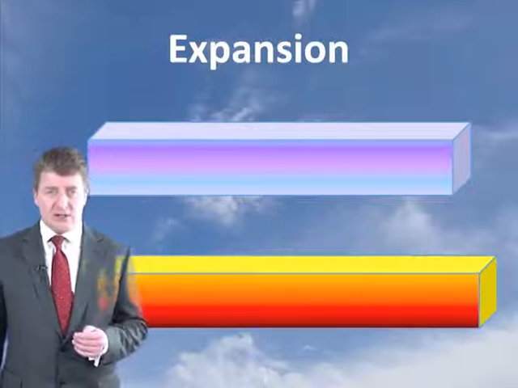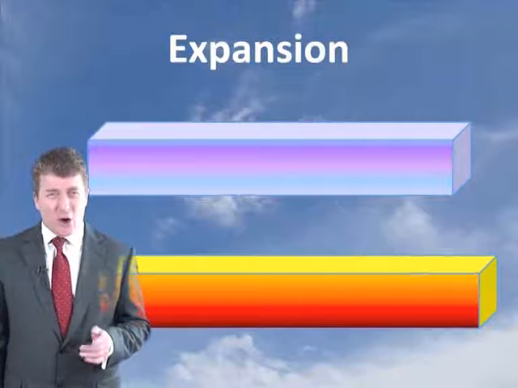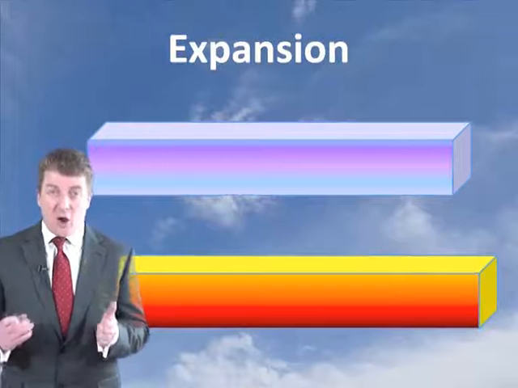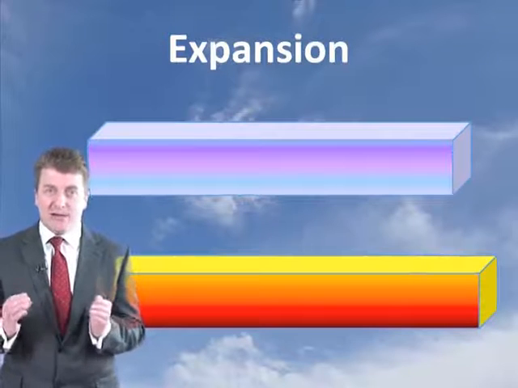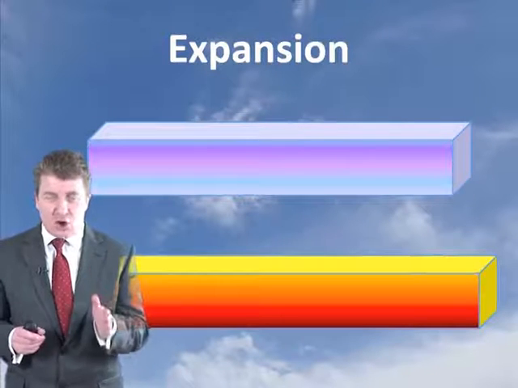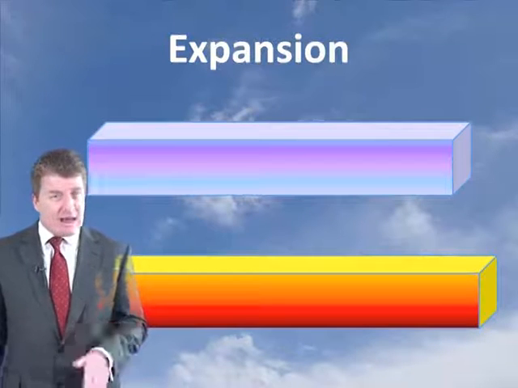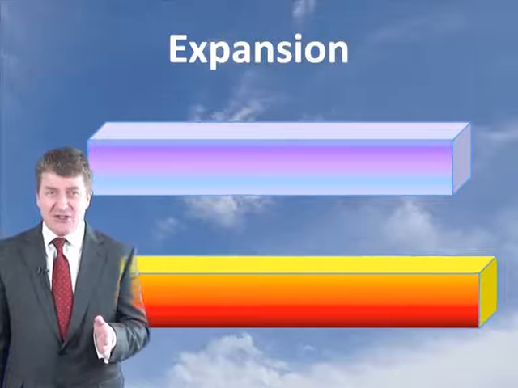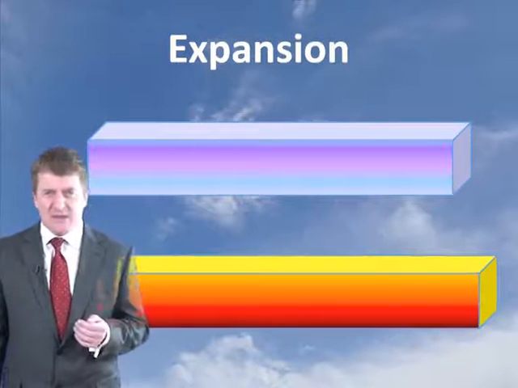The next issue I want to discuss is expansion. Now, when heated, all substances will expand, and albeit at different rates, they will expand. And when cooled, they will all contract. Now, the rate at which they do this is called the coefficient of expansion. Now, metals will generally have a larger coefficient of expansion than other materials.